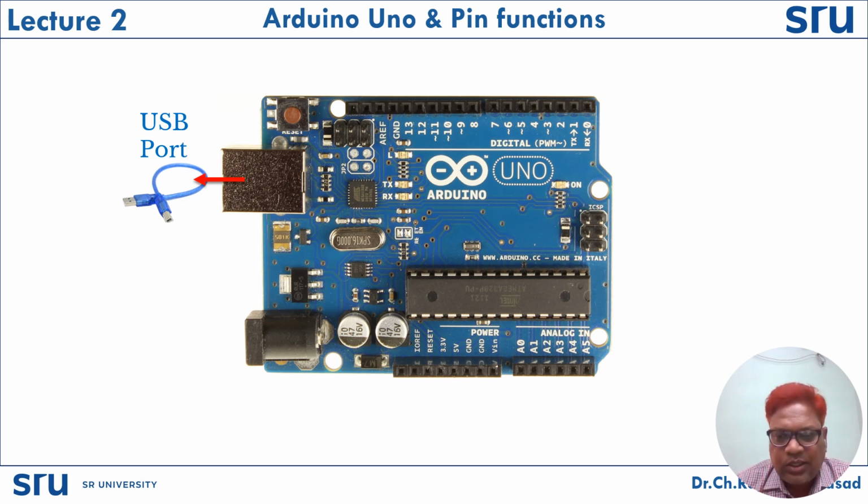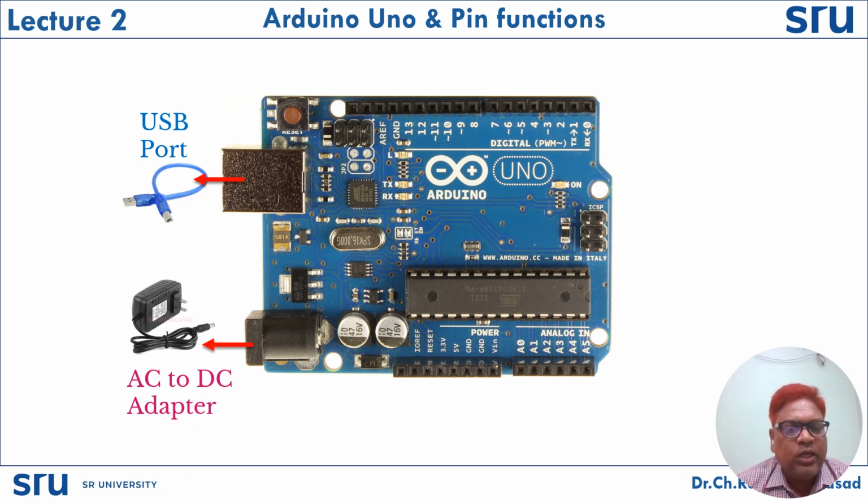There are three methods. The first method is with the help of the USB port, the second method is an AC to DC adapter, and the third one is with the help of a battery. In the first method, we plug the USB cable into the Arduino USB slot, and the other end of the cable should be connected to your PC, laptop, or a mobile phone. This will provide the 5 volt DC supply to the board.